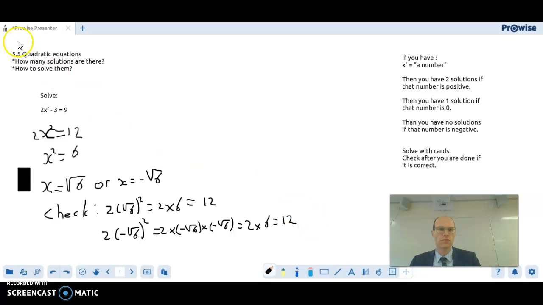Before I forget, I almost forgot to give you an exercise to do, so you can check if you are able to do it. I would like you to solve 3x squared is equal to 12.